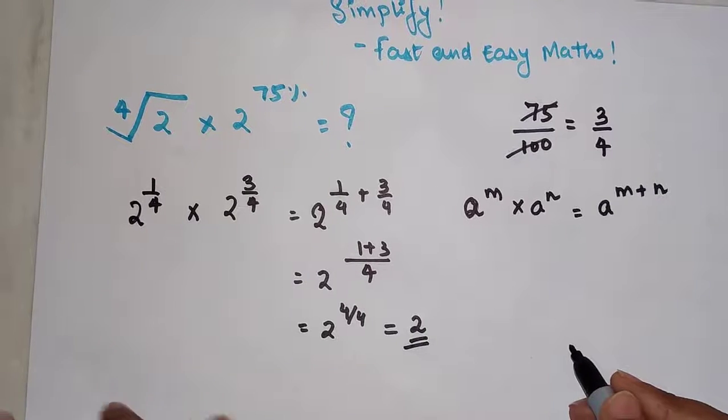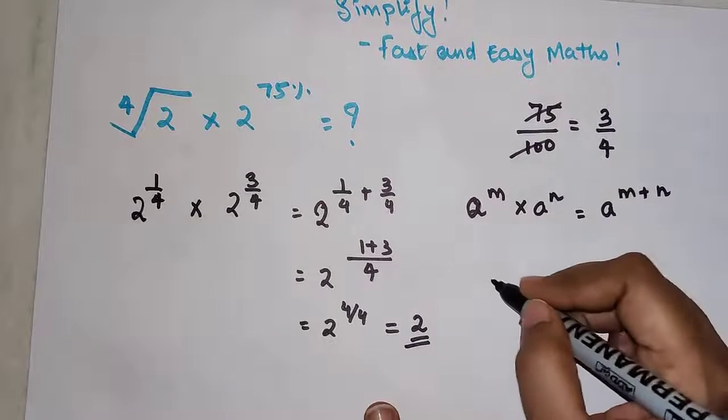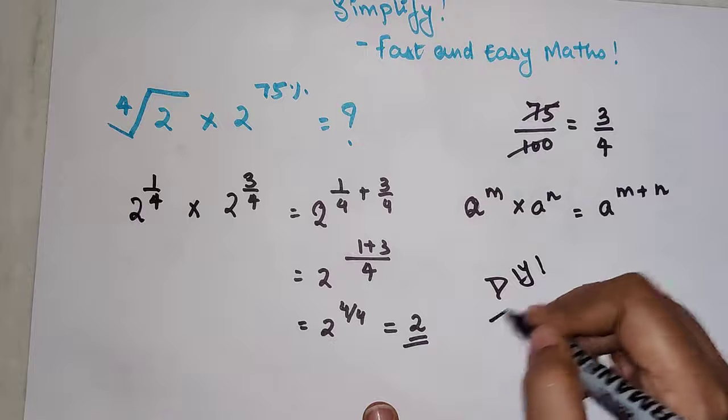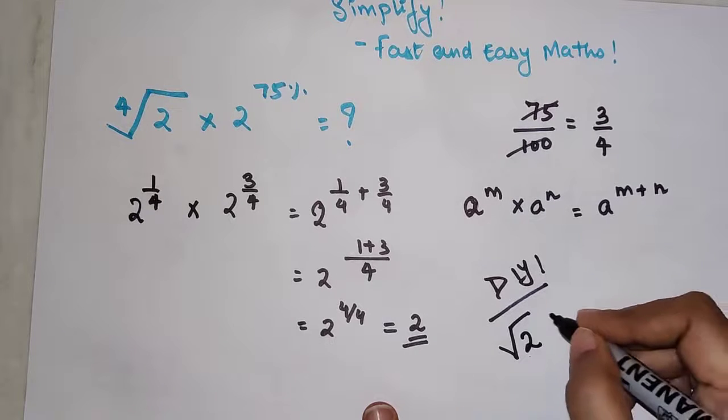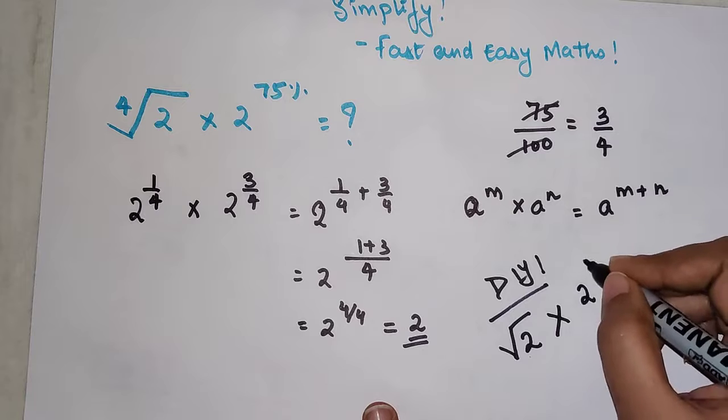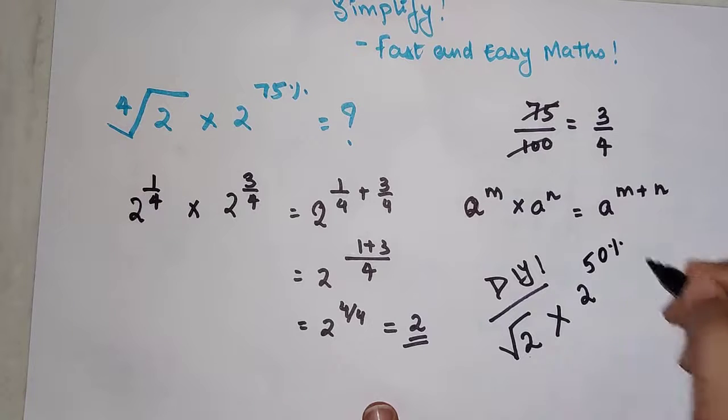Okay, so now coming to the point of your DIY, do let me know the answer for this one. Root of 2 multiplied by 2 raised to 50%.